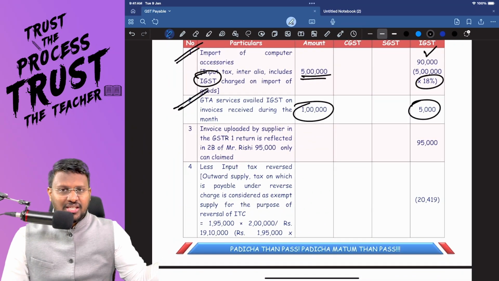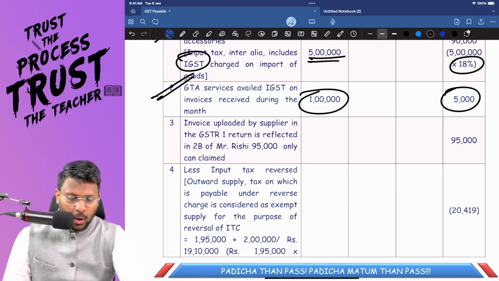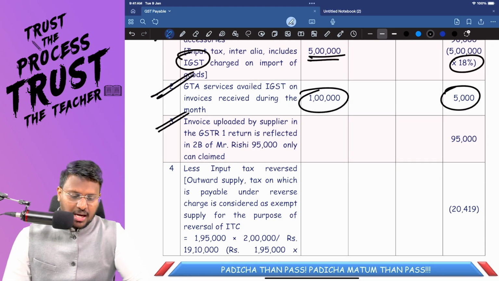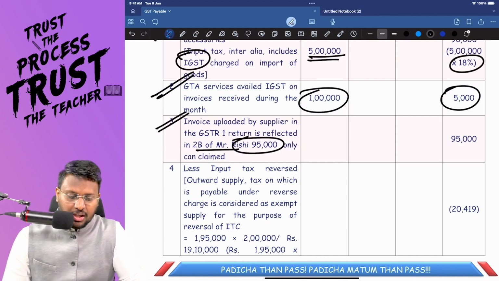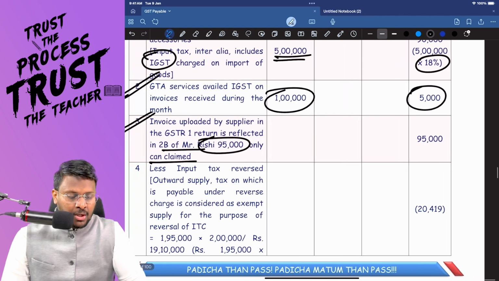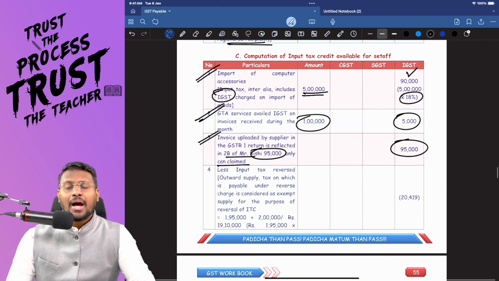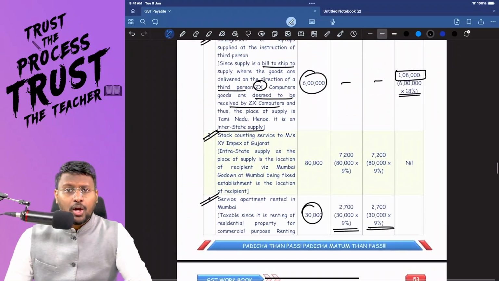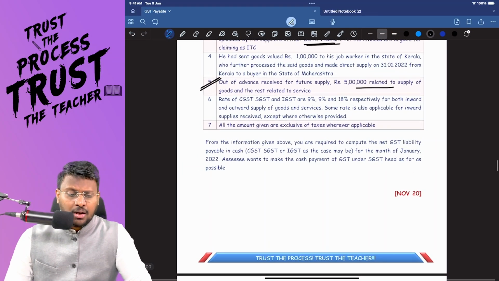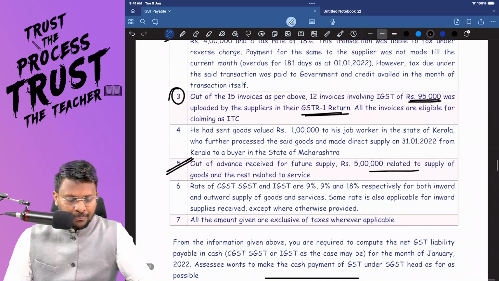That means they have filed the GSTR1, and it is reflected in the GSTR2A or GSTR2B. Only that is entitled to be taken: invoices uploaded by the supplier in GSTR1, whose return is reflected in GSTR2B of Mr. Rishi. That is how much? 95,000 only can be claimed. So even though IGST paid is 1 lakh, the 5,000 rupees bill value has not been uploaded by the supplier in GSTR1. Till that time, it will not be reflected in GSTR2A or GSTR2B. Then we can't take it as ITC. Comfortable with the point? Coming to the next one.